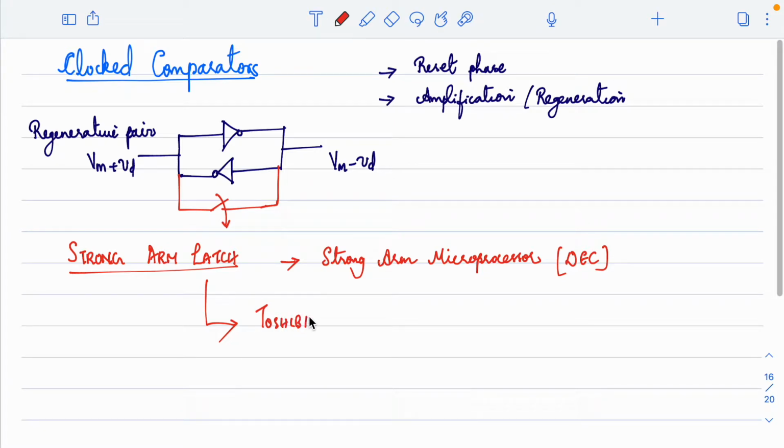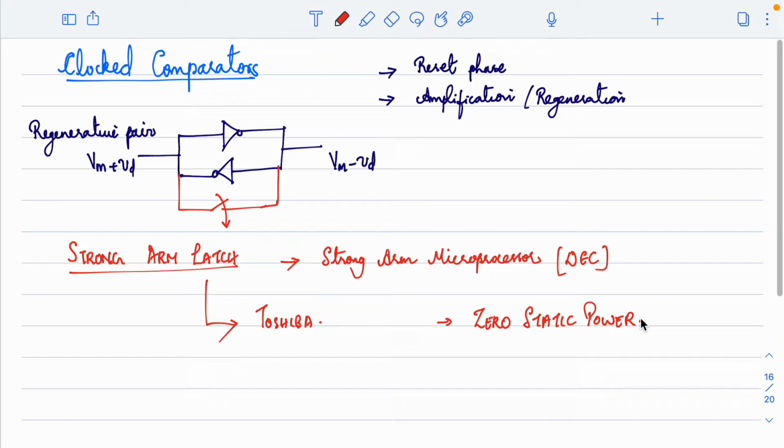All right. So compared to the previous comparators, or compared to any comparators, StrongARM latch comparators generally have a lot of advantages, and one main advantage is that it has almost zero static power. There is no static power consumption in a StrongARM latch.